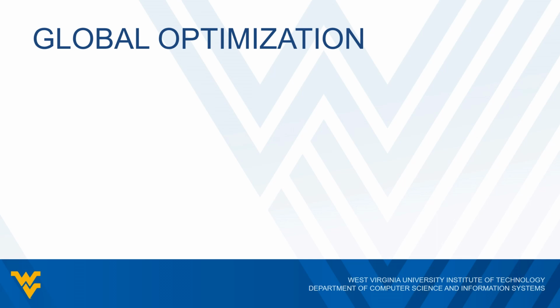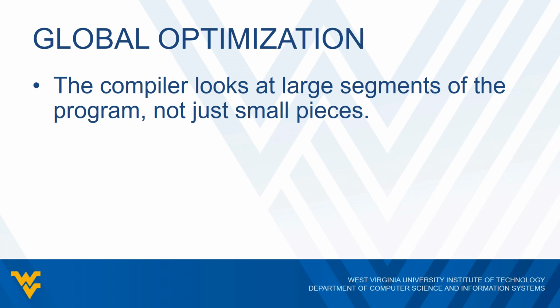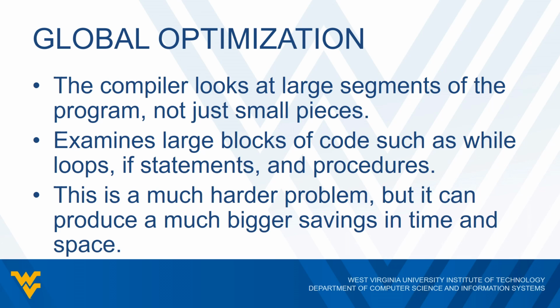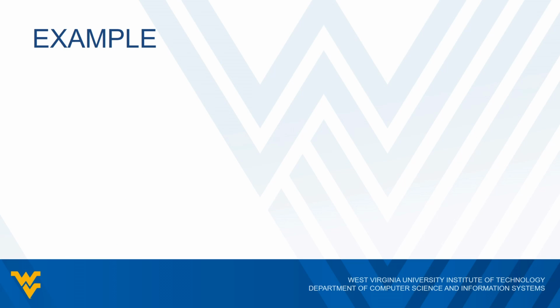The second type of optimization is global optimization, and it is much more difficult. In global optimization, the compiler looks at large segments of the program, not just small pieces, to determine how to improve the performance. The compiler is going to examine large blocks of code, such as while loops, if statements, and procedures to determine how to speed up the execution. And this is a much harder problem, as I said. It's harder for both the compiler and for a human programmer, but it can produce a large amount of savings in time and space. Let's take a look at an example and see how we can use global optimization.